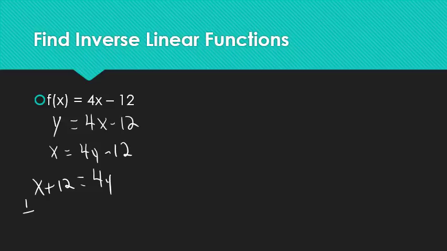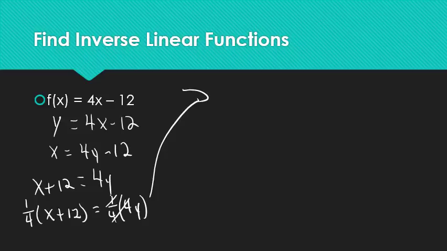And so let's do this. I've got 1/4 times x plus 12 equals 1/4 times 4y. And here on my right hand side, that's going to cancel to just 1. And I'm going to move this up here to the top. And so then I'm going to distribute the 1/4 to the x plus 12 on the left hand side. And so I've got 1/4 x plus 1/4 times 12 is 3, 4 will go into 12 3 times, equals y.